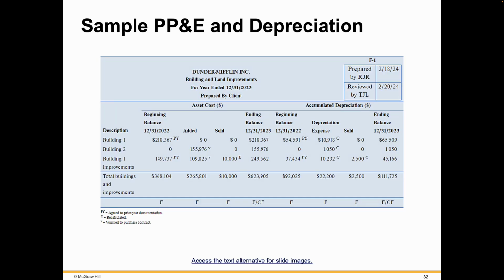And here we have, again, a property, plant, and equipment and depreciation schedule. And as you can see at the top, we have our work paper, and then we have each of the buildings, and you see the tick marks as well, that we agreed it to the prior documents. And as with the prepaid expenses, you see most of the numbers here have some type of tick mark. So again, I should be able to pick up this work paper and know exactly what the auditors performed and how they did their work.